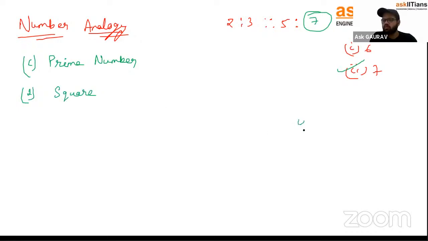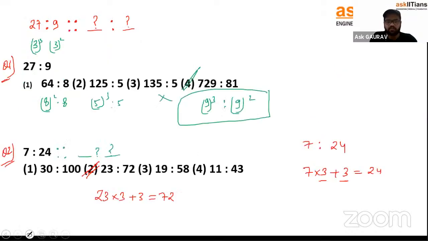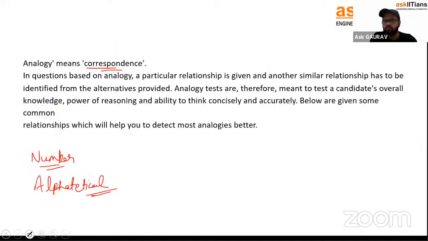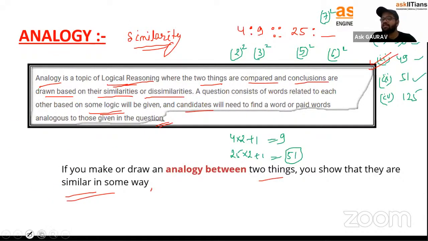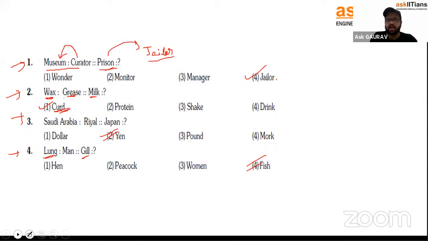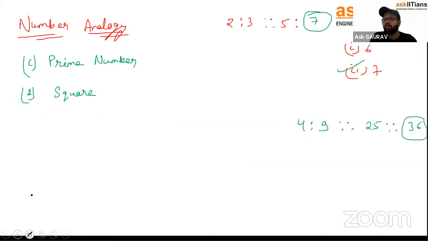Something square is there. Let's say 4 is to 9. Then let's say 25 is to what? Then 36 will be there. If 49 is not in the options, then 36 will be right, like the very first question we have done. If 49 is not there, then 36 is the right answer. That's why in analogy, options are very important.